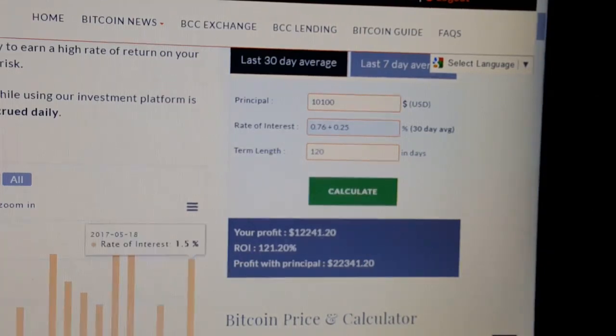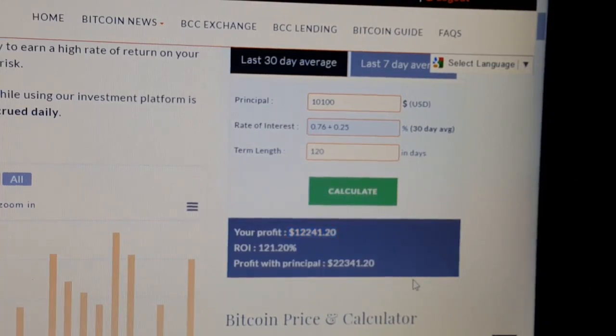So the ROI now would be 121% after 120 days, and you would get back $22,000, right? Basically, you get back your $10,000 after that, and then plus you'll have $12,000 worth of Bitcoin or Steam or whatever it is that has gone up in value.